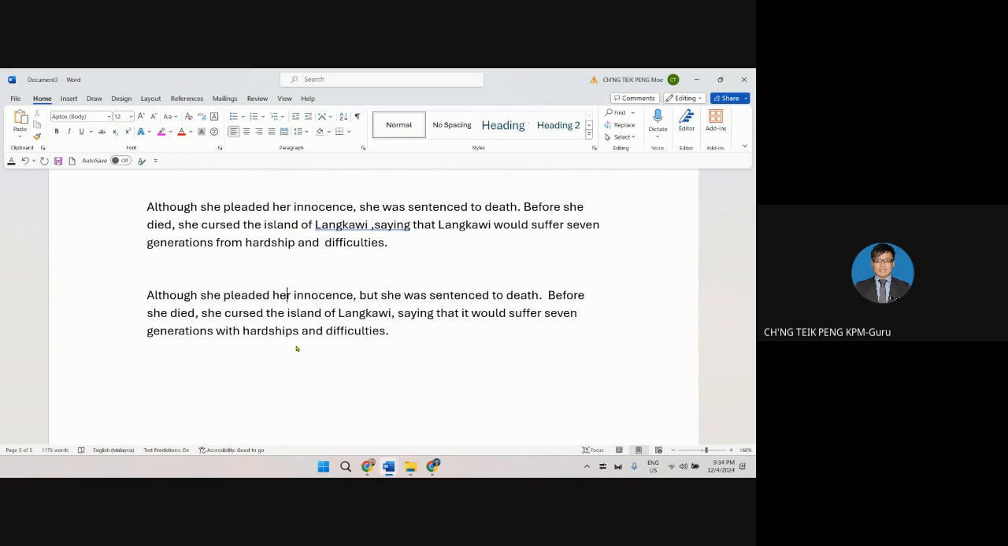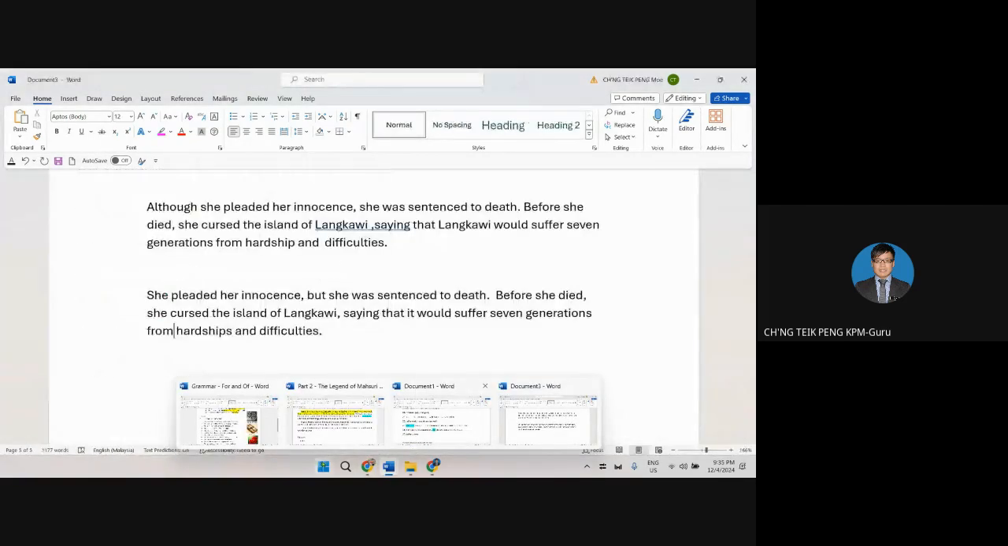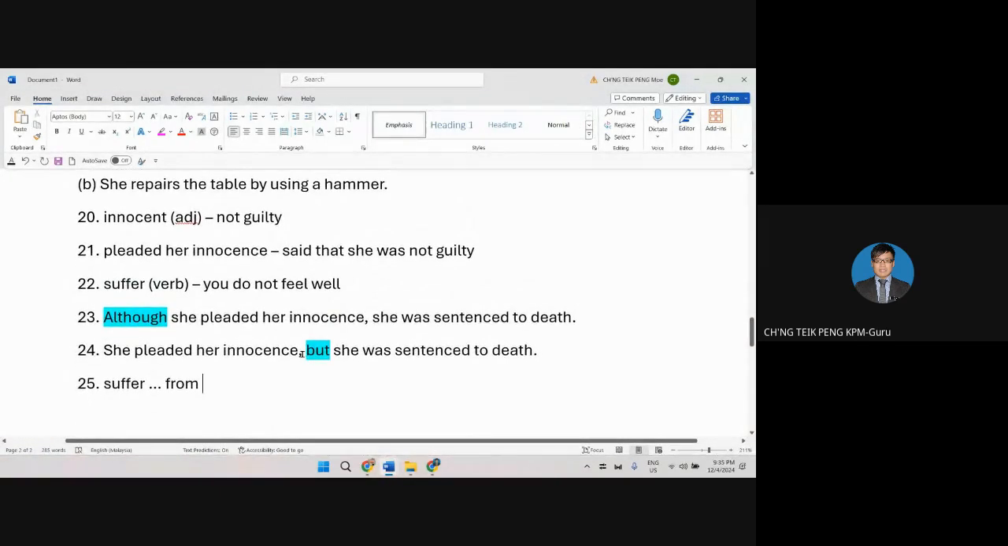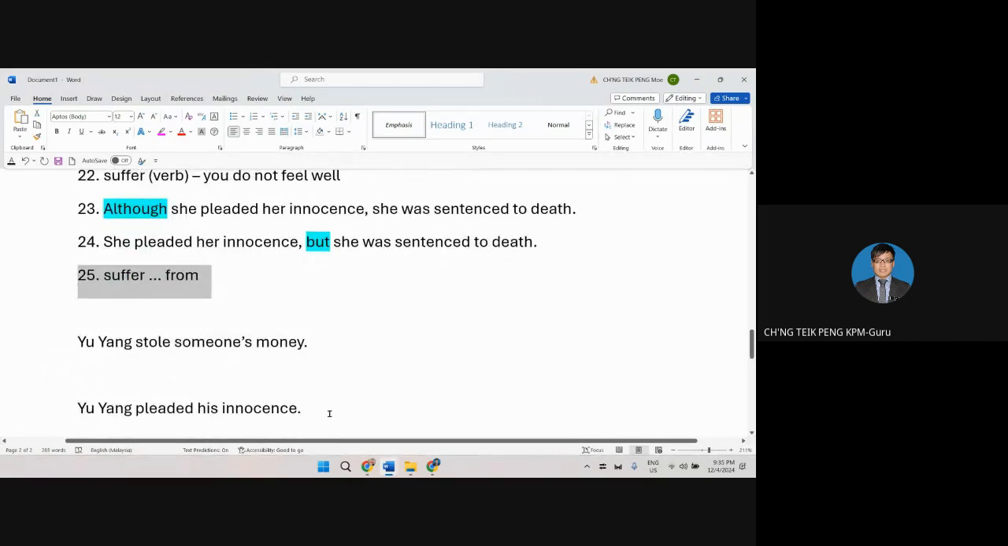This is Zequan's answer. Although she pleaded her innocence, but 一样咯。所以老师换成另外一个句子啊，Zequan, she pleaded her innocence, but she was sentenced to death. 你要这样子写咯。用 although 就不要用 but，用 but 就不要用 although. Before she died, she cursed the island of Langkawi, saying, "Suffer 7 generations from hardships and difficulties." OK，到这里有谁不明白的吗？No. No. OK, clear 呀。So 刚才我们看到很多学生的错误，通常都是围绕在这个 suffer from.